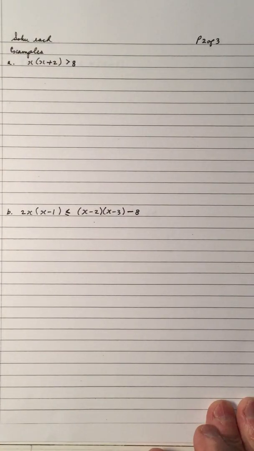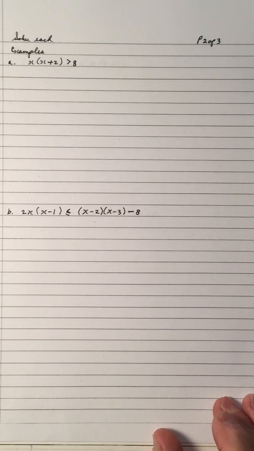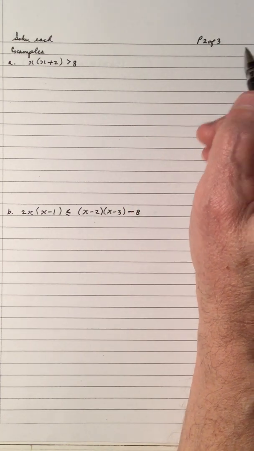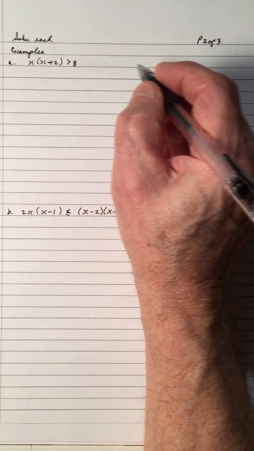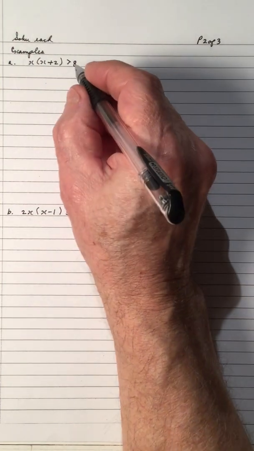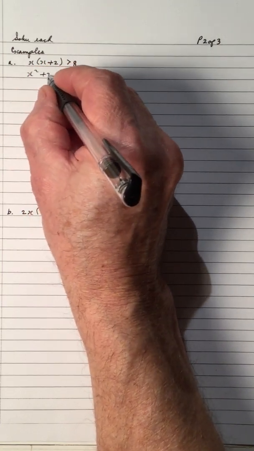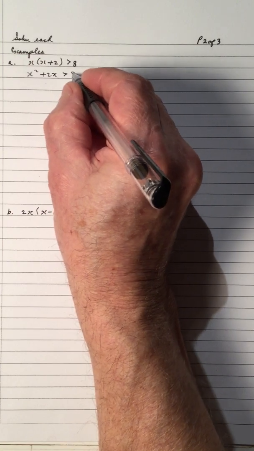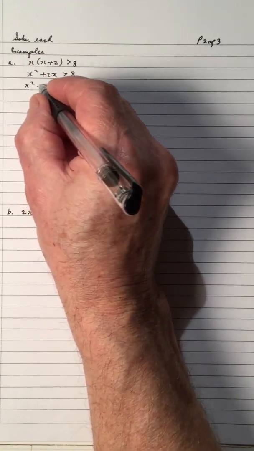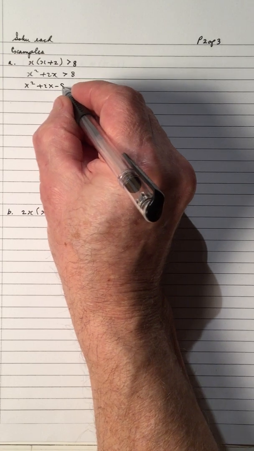In this part, you have to simplify the expression and place it on the left side and then find the values of x that will satisfy the inequality. Let's do some examples. We have x times x plus 2 is greater than 8, so we multiply by x. X times x is x squared. X times 2 is 2x greater than 8, and the 8 moves to the left side to become negative.